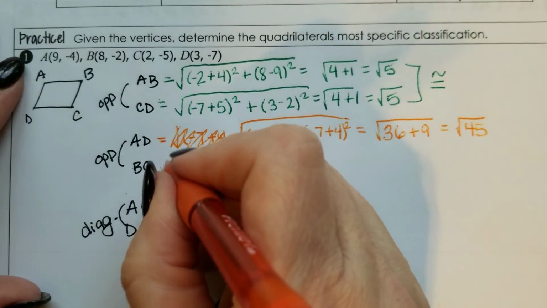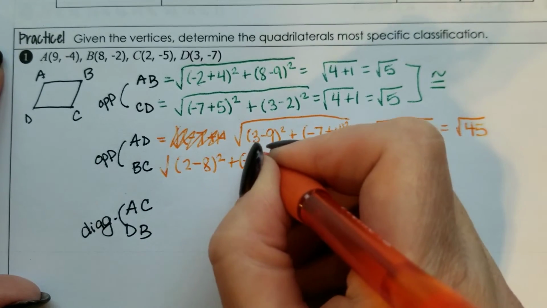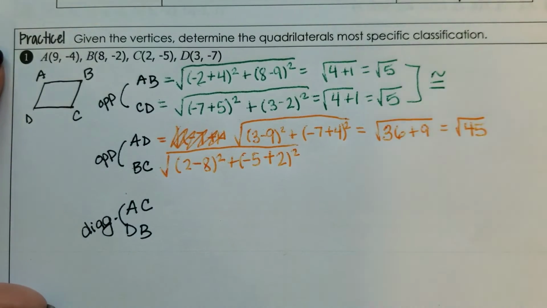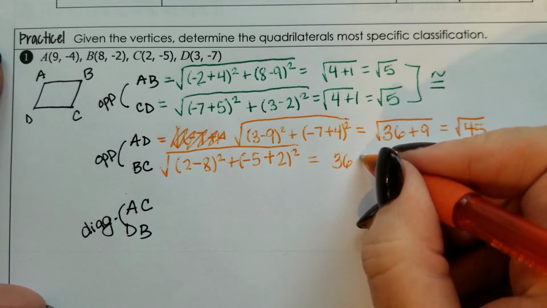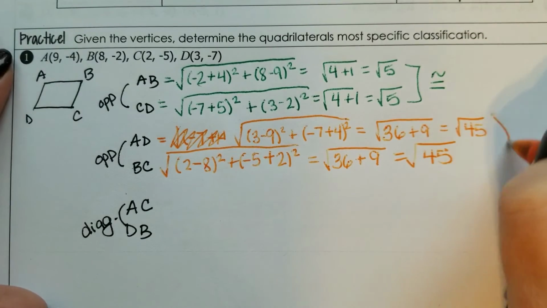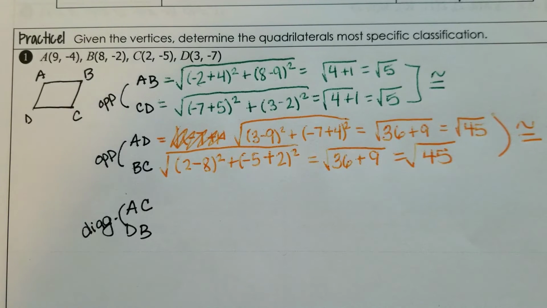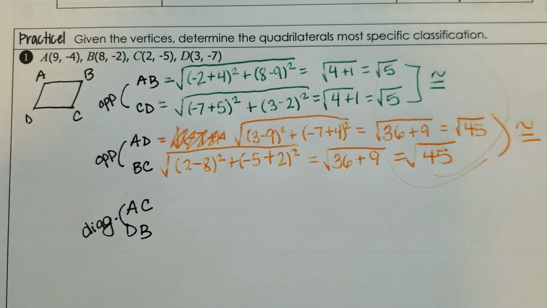And then we'll do BC. So we'll have the square root of 2 minus 8 squared plus negative 5 minus negative 2 squared, all under the radical. 2 minus 8 is negative 6, and negative 6 squared is 36. Negative 5 plus 2 is negative 3. Negative 3 squared is 9, giving us a square root of 45. These are also congruent. So we know it's going to be one of these, right? We do know it's a parallelogram. And we also know that it's not a rhombus or a square, because if they were, all 4 of these would be the same. So now we're going to determine whether or not it's a rectangle.